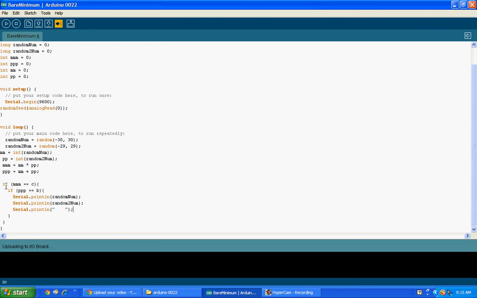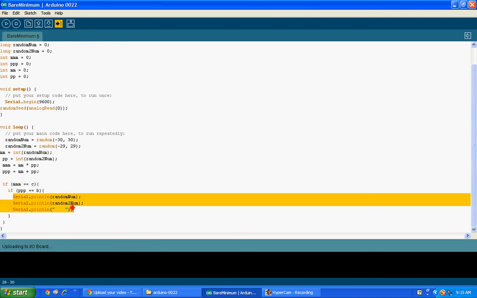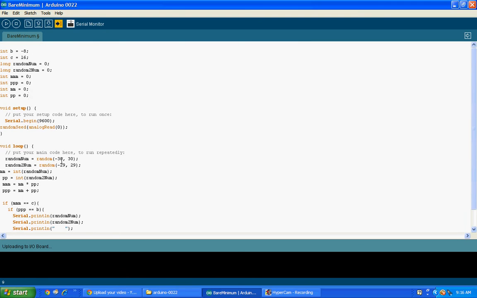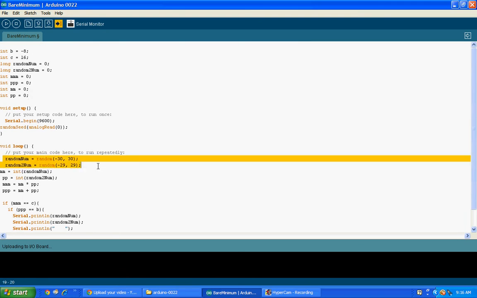So then we can say if mm times pp, which are the two random numbers, and since mm times pp is mmm, so if mm times pp is equal to c, then we also say if mm plus pp is equal to b, then this happens. Both of these statements have to be true, because if this is true but this isn't, this won't happen, because this is inside the second if statement.